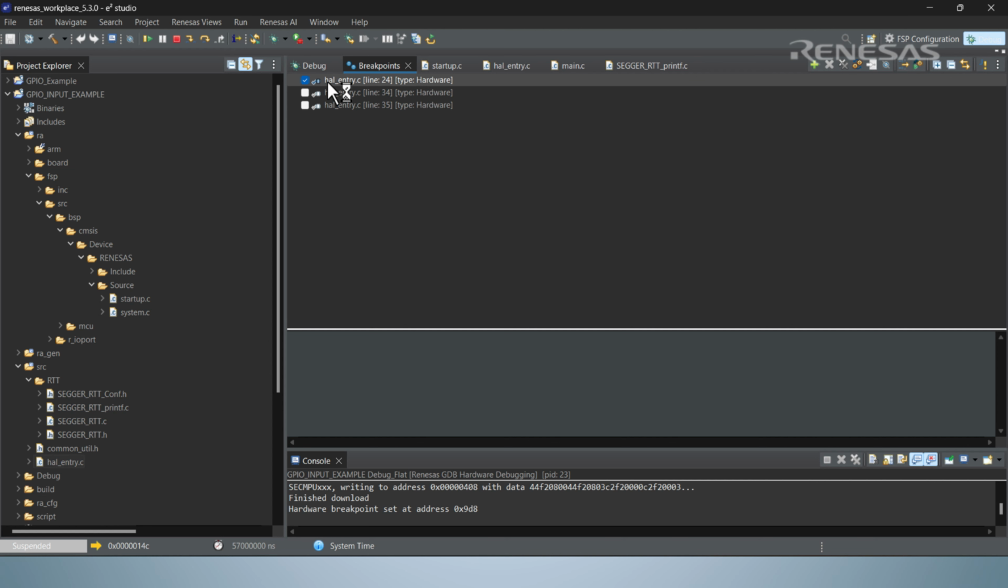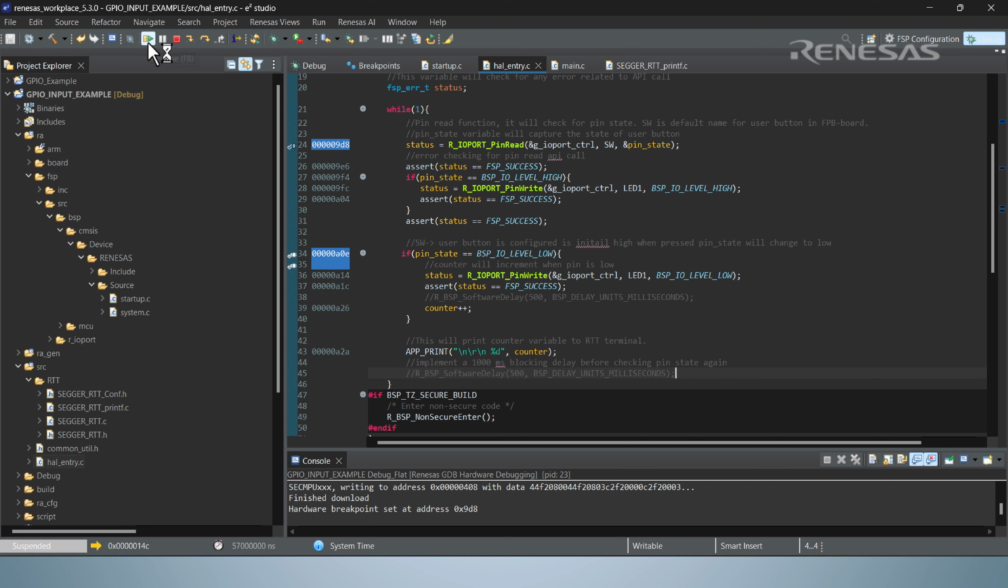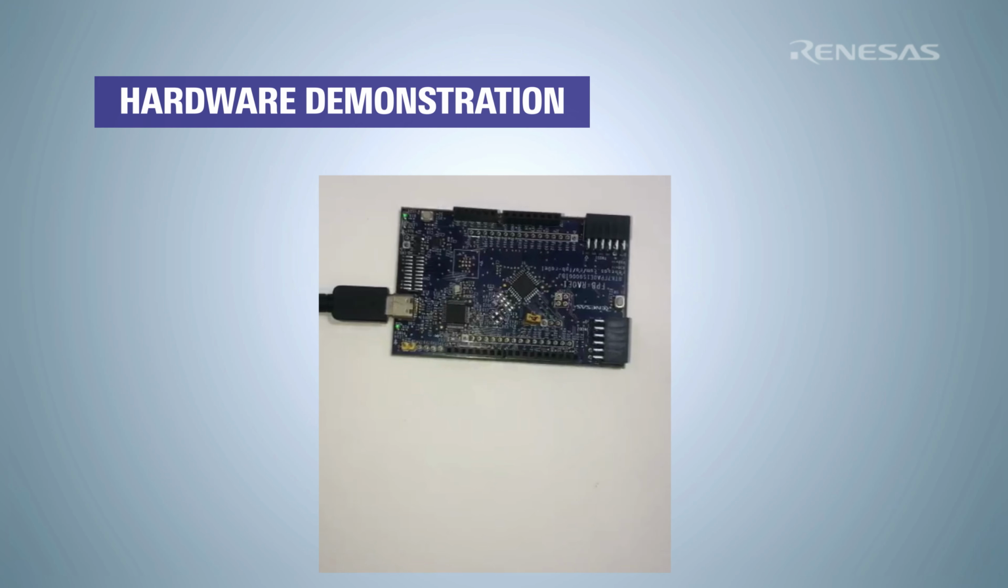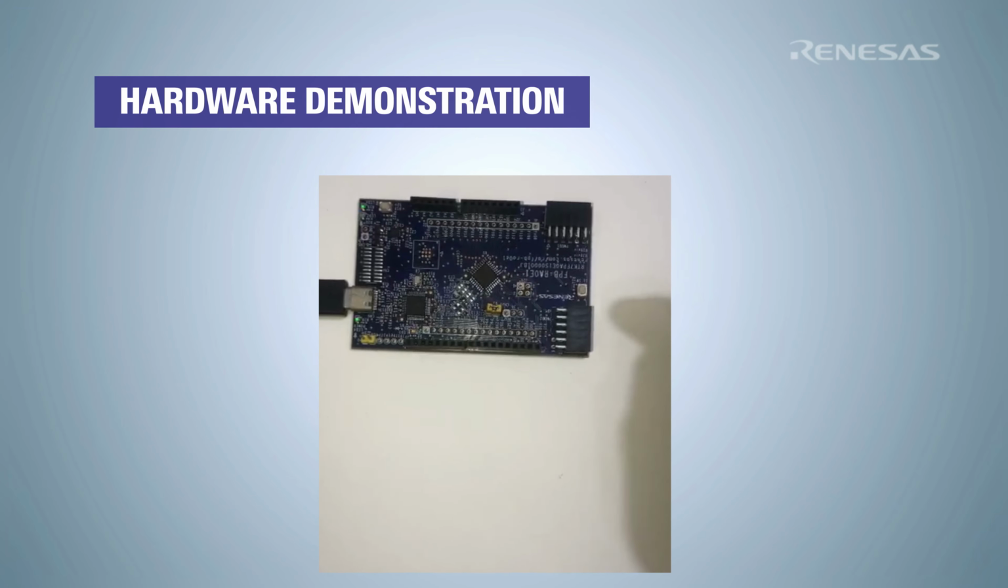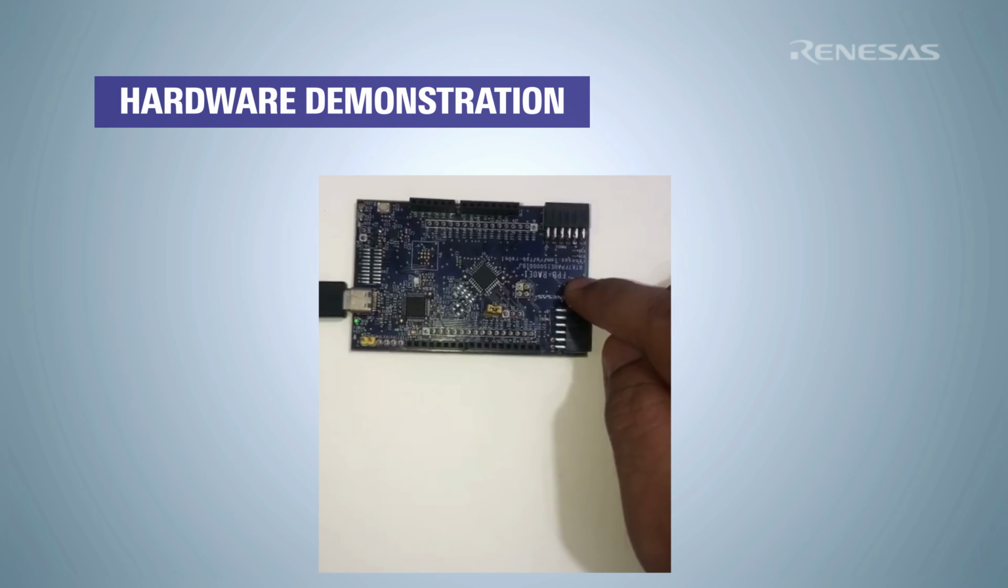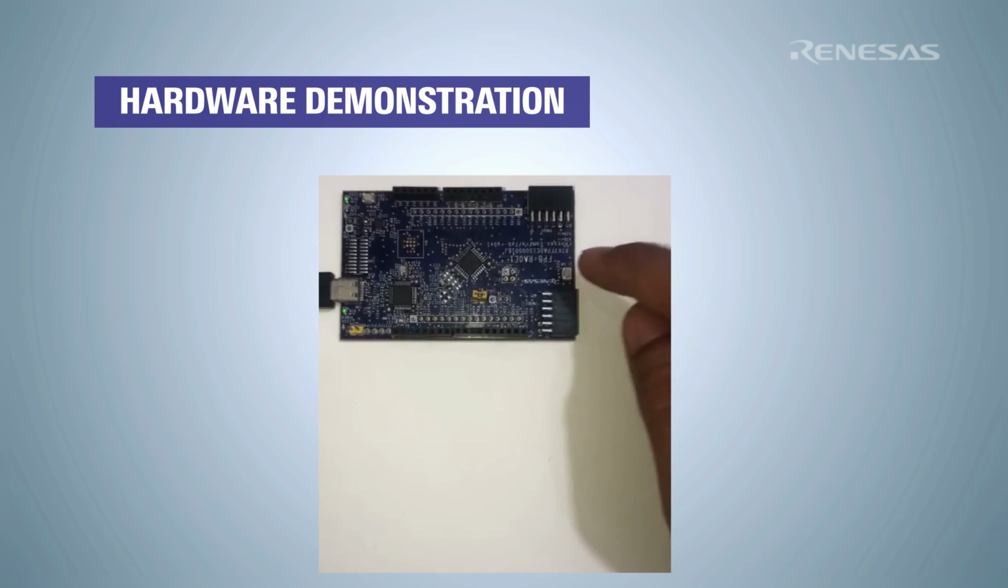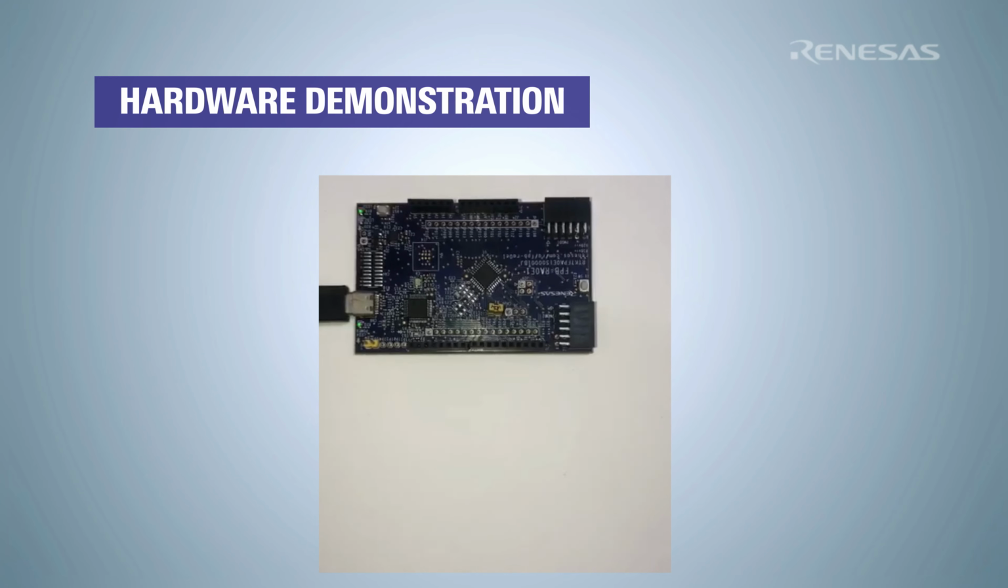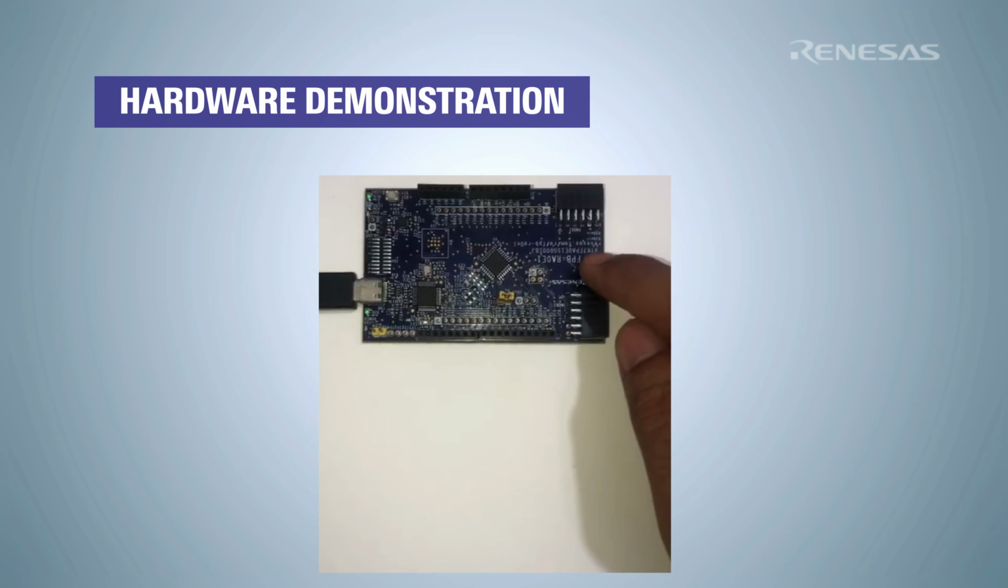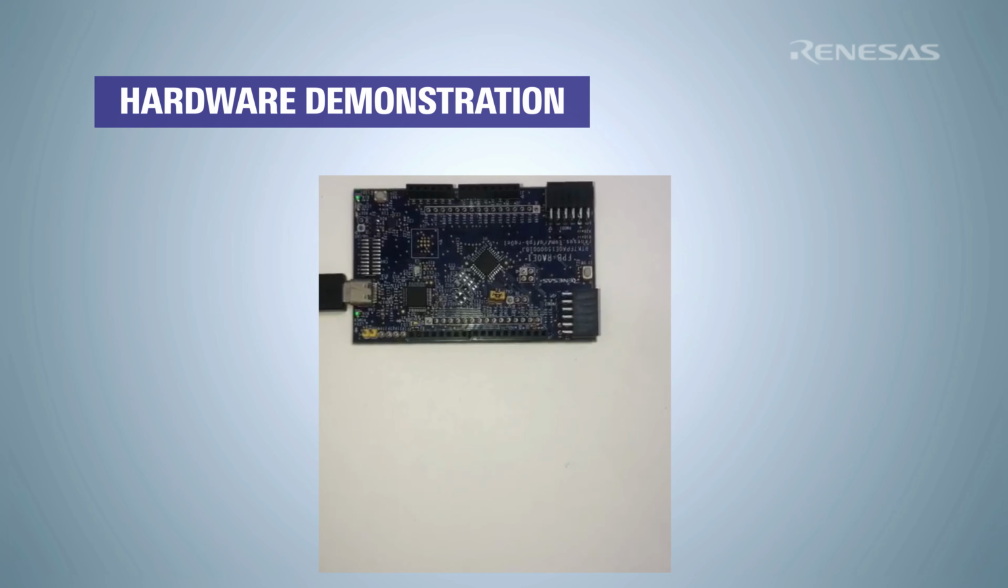In the Expressions window, you can check the live value of a variable. In the Breakpoints window, you can see all the breakpoints you have created in your debugging session. As you can see here, as soon as I click on the resume button, program execution is stopped at the breakpoint I have created earlier. Now I will test my program on the FPB board. As I press the user switch, LED1 will be turned off. As soon as I release the user switch, LED1 will be turned on.